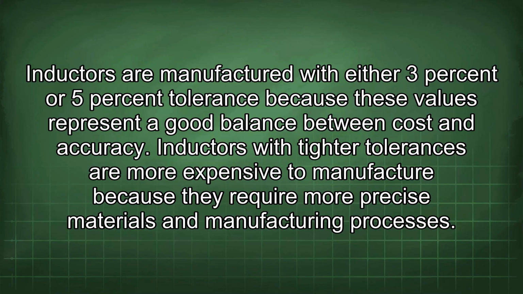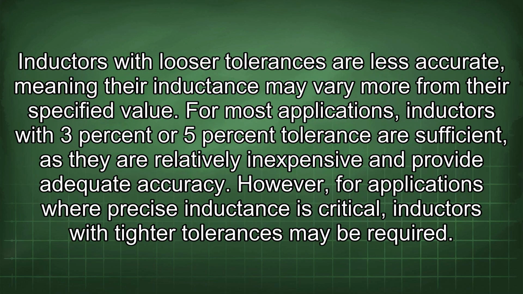Inductors are manufactured with either 3% or 5% tolerance because these values represent a good balance between cost and accuracy. Inductors with tighter tolerances are more expensive to manufacture because they require more precise materials and manufacturing processes. Inductors with looser tolerances are less accurate, meaning their inductance may vary more from their specified value. For most applications, inductors with 3% or 5% tolerance are sufficient, as they are relatively inexpensive and provide adequate accuracy.